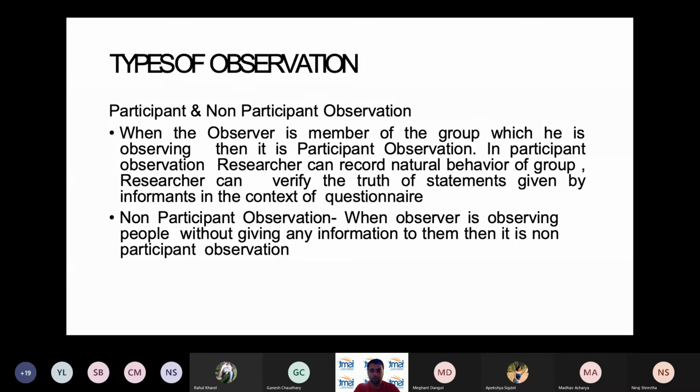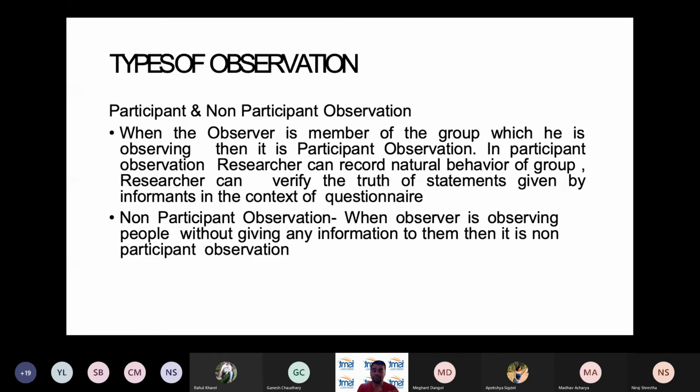When the observer is a member of the group which he is observing, it is participant observation. In participant observation, the researcher can record the natural behavior of the group and can verify the truth of statements given by the informant in the questionnaire. Suppose a doctor in charge of a hospital wants to know how service is delivered in the hospital. He acts in the role of a patient and lies down on the bed, and based on the facility that he obtains, he records the data.